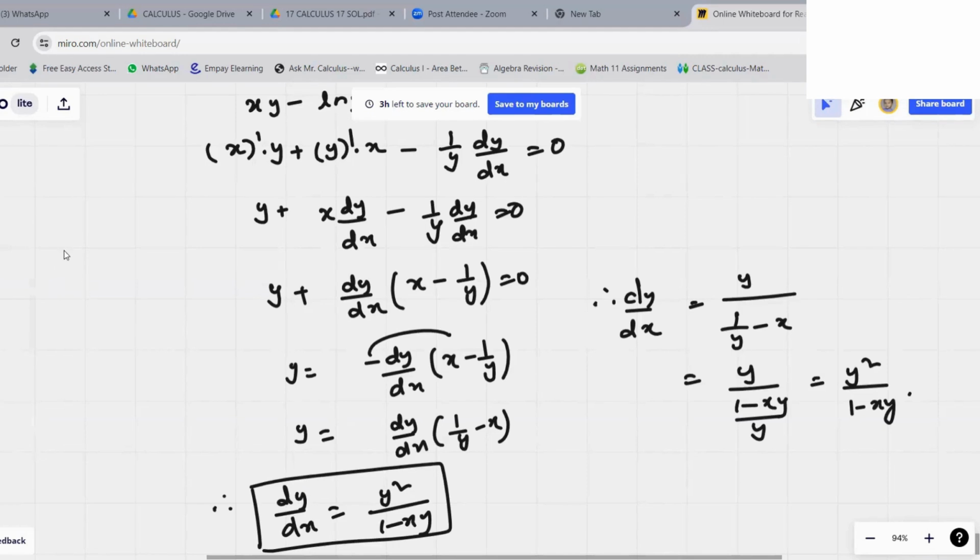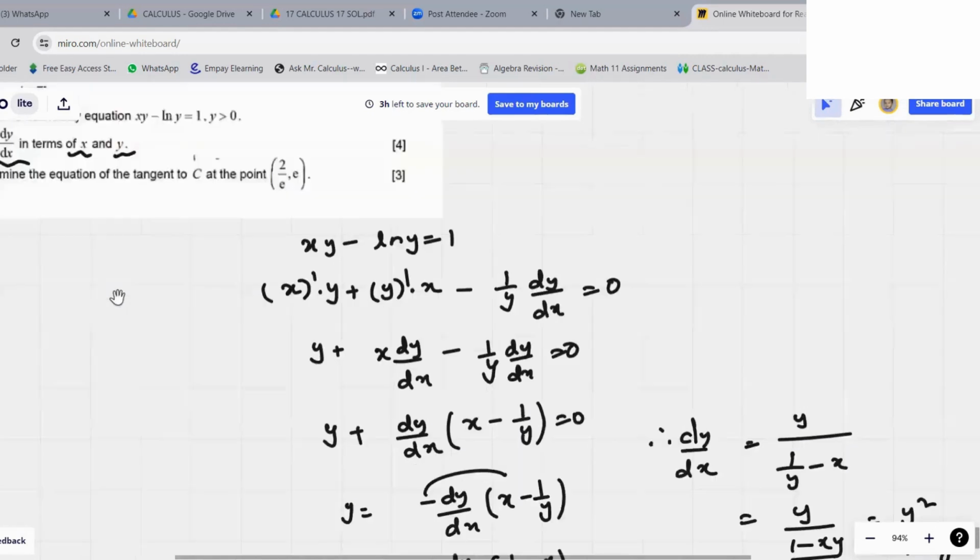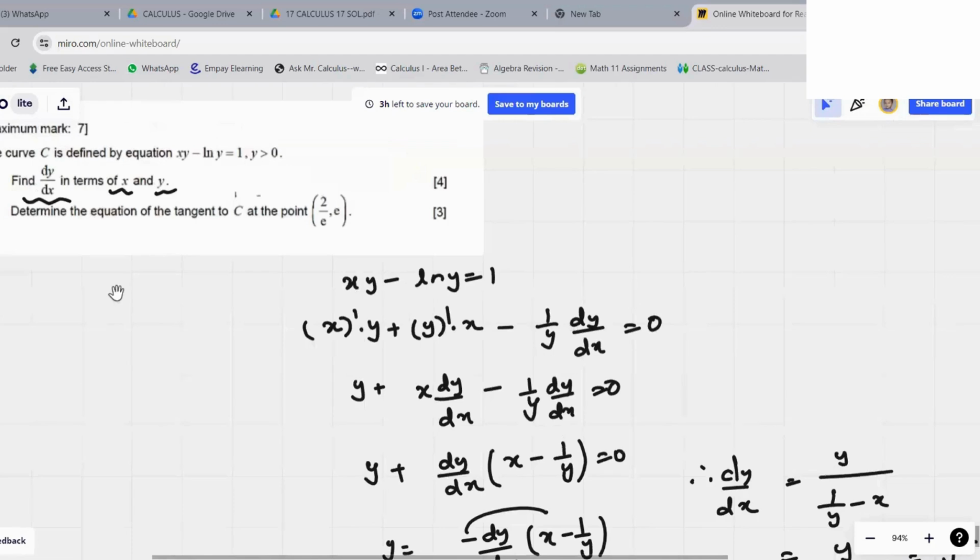It's fine. Now they're asking you to determine the equation of the tangent to C at the point (2 by e, e). Already we have learned how to find the equation of the tangent. To find the equation of a tangent, what are the important points? You have to find the derivative and then input the x value into it to get the slope of your line. And since they already give you a point, you can just solve for the equation.